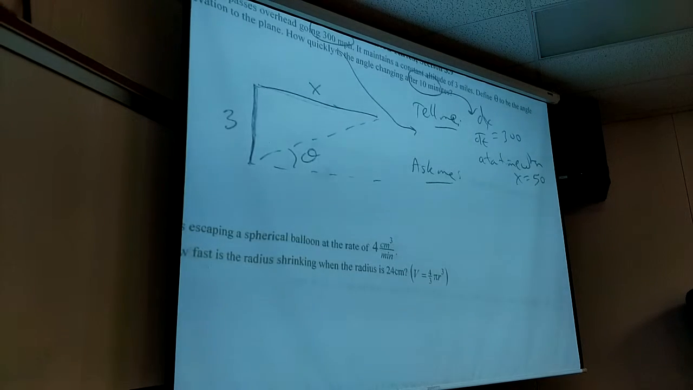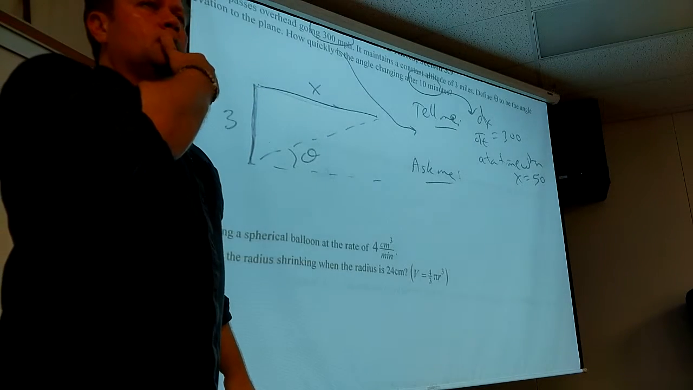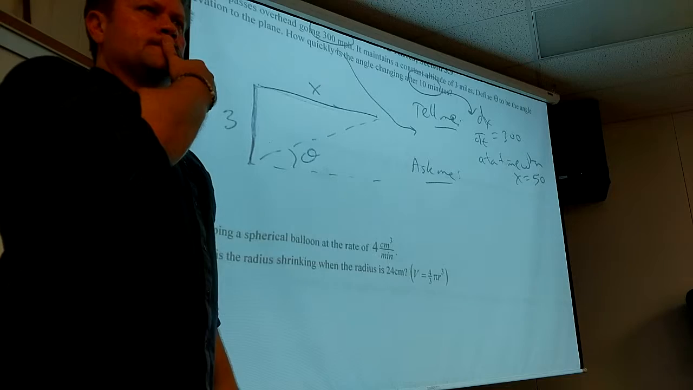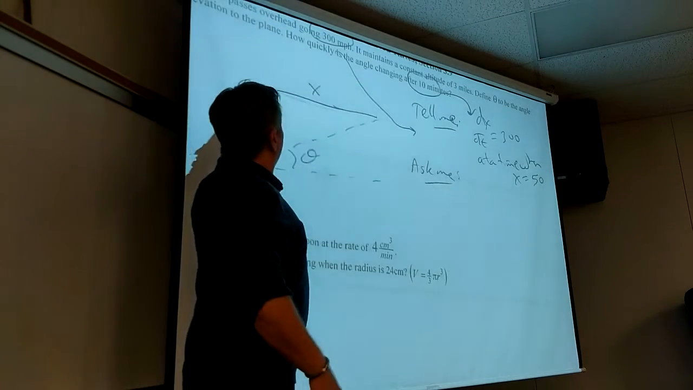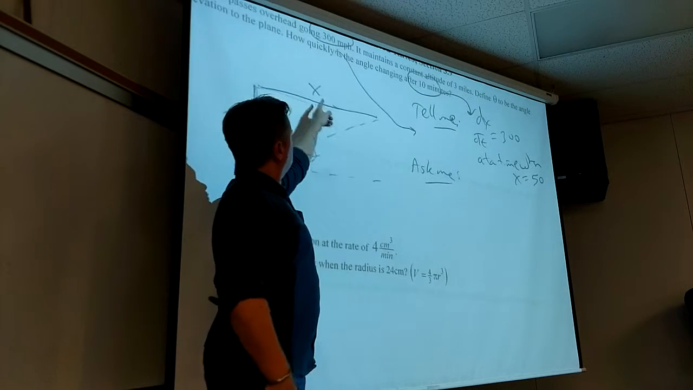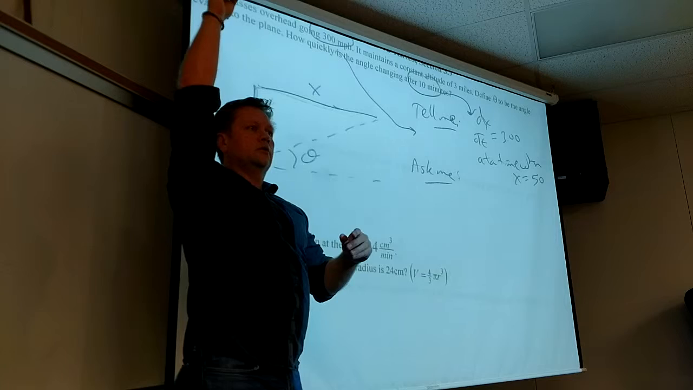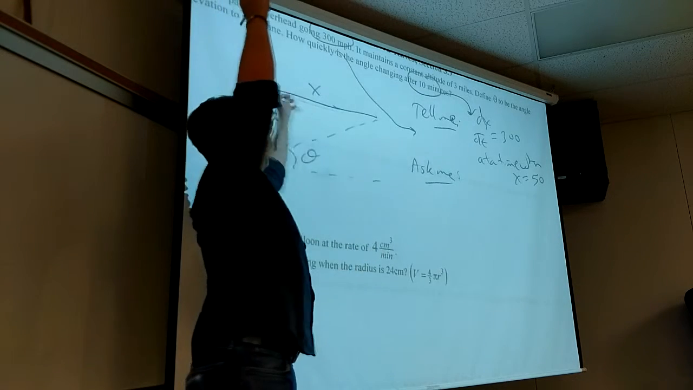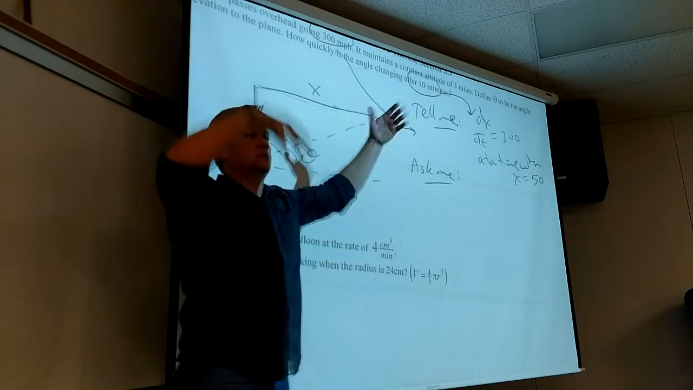Is 0 just because it says it's passing overhead? Is that why x is 50 and not x plus 50? Oh, yeah. It passes overhead. The way I've drawn the picture, x is the distance away from being overhead. So how far has it gone away from being overhead? It's just 300 times the time.